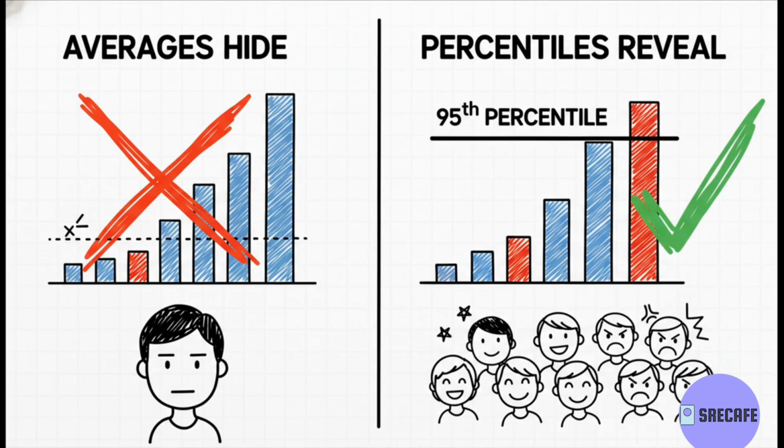Oh man, this is a big one. Averages are incredibly deceptive. An average latency of 200 milliseconds might sound great, but it could be hiding the fact that 5% of your users are waiting 5, 10, even 15 seconds. That's a horrible experience. That's why we always use percentiles, like the 95th or 99th percentile, because they tell us the story for the vast majority of our users, not just some misleading average.